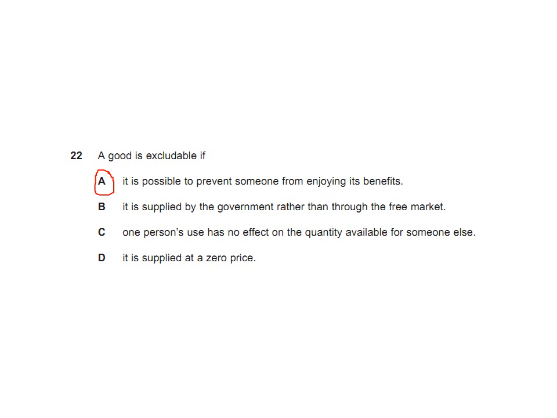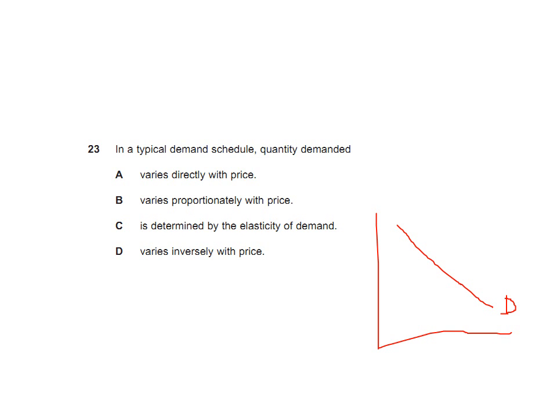A good is excludable if it is possible to prevent someone from enjoying its benefits. In a typical demand schedule, the quantity demanded varies inversely with price. It's simply the downward sloping nature of the demand curve.